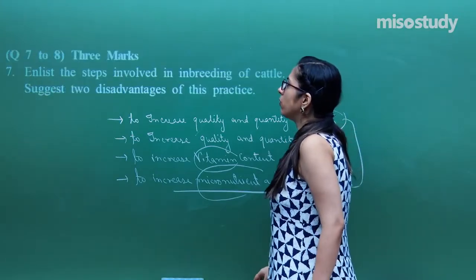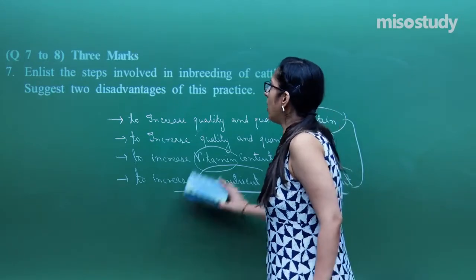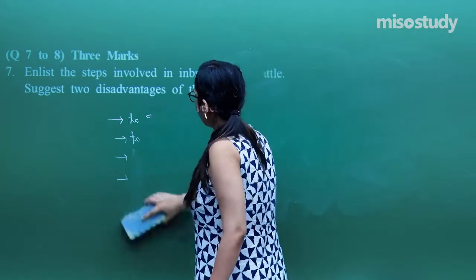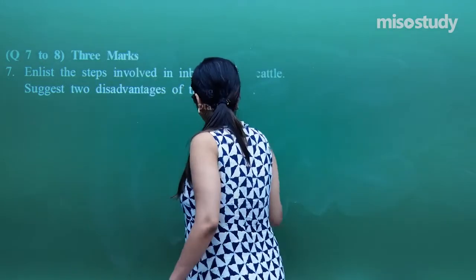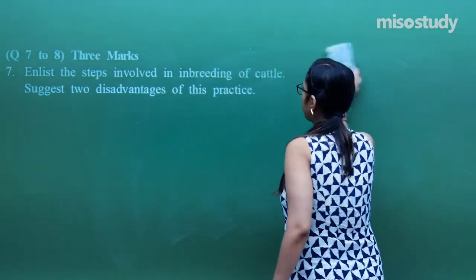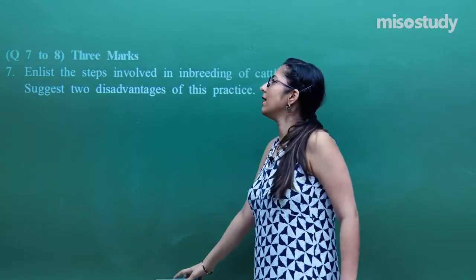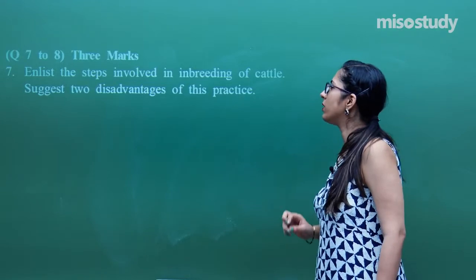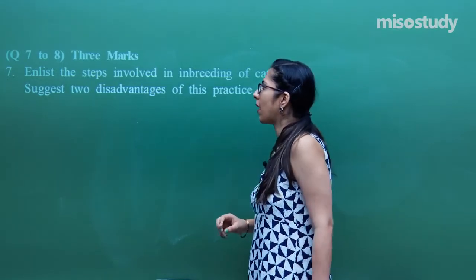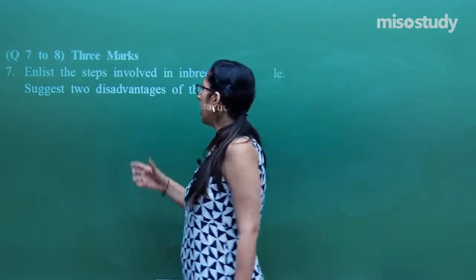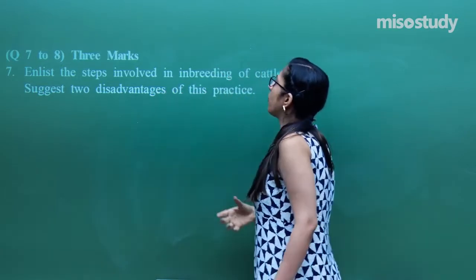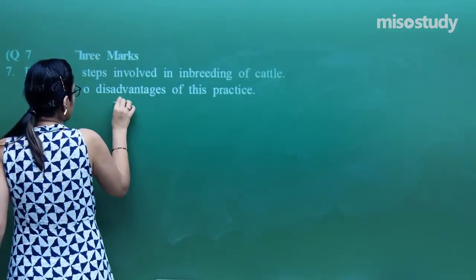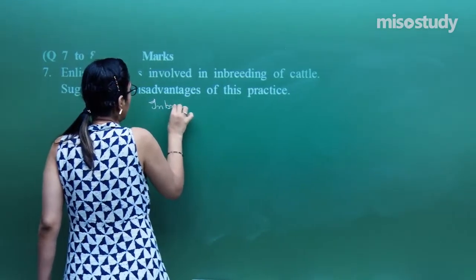Now let's move on to the next question. Question number 7. This is of 3 marks. Enlist the steps involved in the inbreeding of cattle and suggest two disadvantages of this practice. Right. Now we have to find out the process of inbreeding. So the question arises, what is inbreeding?